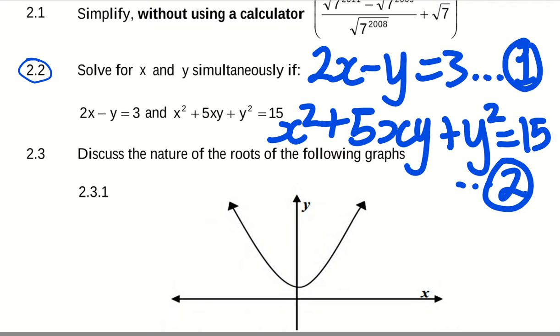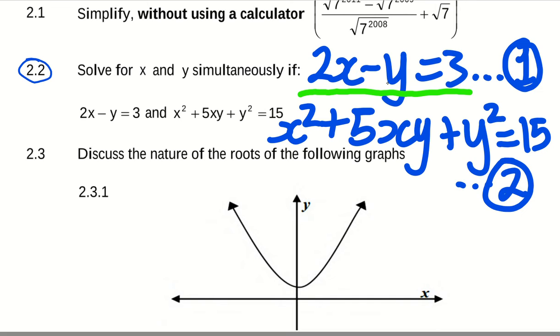The first equation is the one that we're going to use to make one of the two variables the subject, from 2x minus y equals 3. Remember the subject of the formula. We use equation 1 because it is linear, which means it's the easiest one to use. If you try to use equation 2, you're going to have to do a lot of work to get one variable on one side. So we're going to use equation 1 and make one variable the subject of the formula.